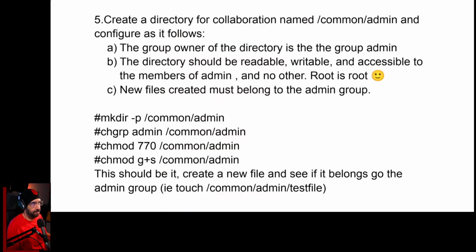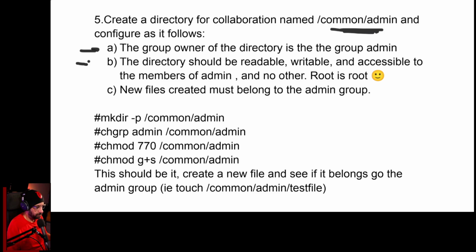Question 5, or task 5, is create a directory for collaboration named common admin and configure it as follows. This is something I just made up, I don't really remember it exactly, but it's the same thing and actually accurate. The group owner of the directory is the group admin. The directory should be readable, writable, and accessible to the members of admin, and no other. Root is root, so leave root out of this.